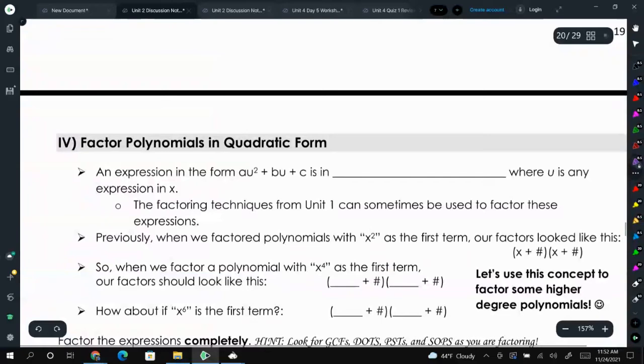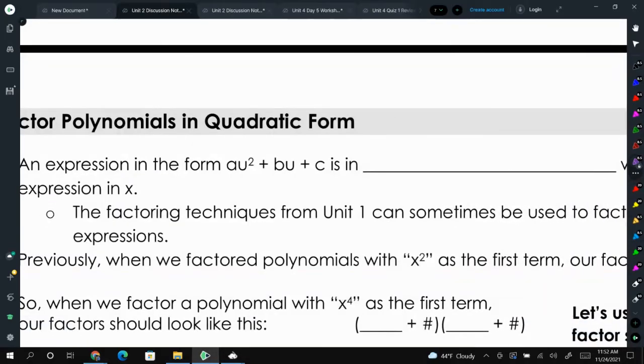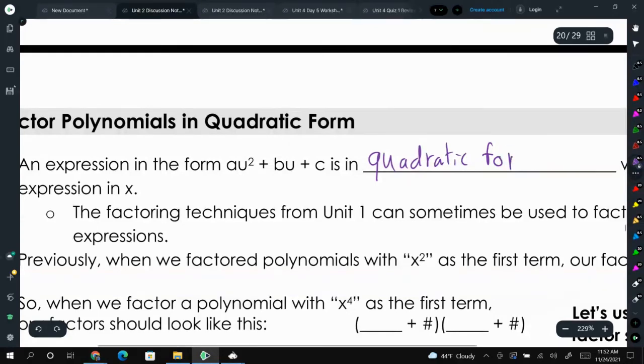Now, on the next page, we're going to talk about something called quadratic form. And what that means, you can think about like even quadratic functions. Well, that's obviously a quadratic form. So this would be quadratic form. And we had x squared plus 3x minus 4. And we would factor that.